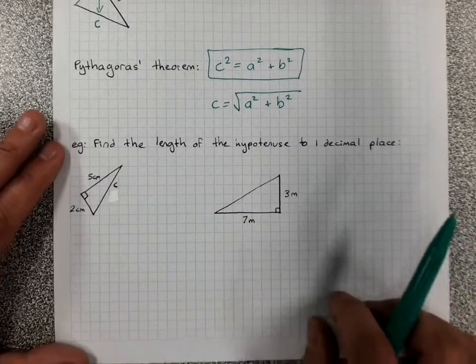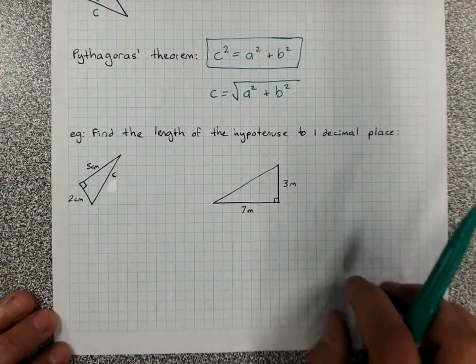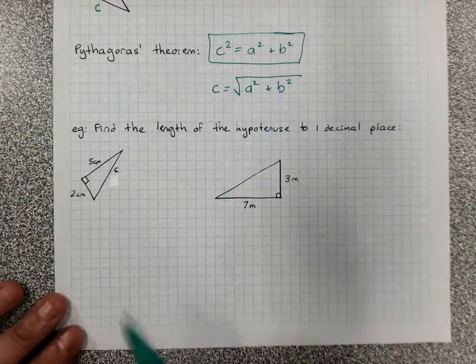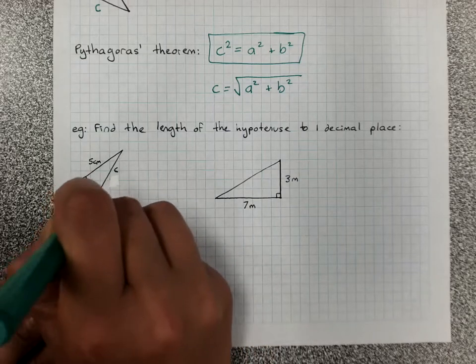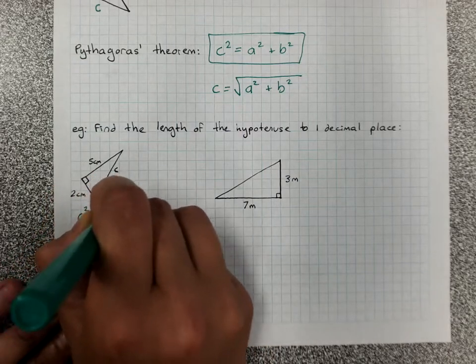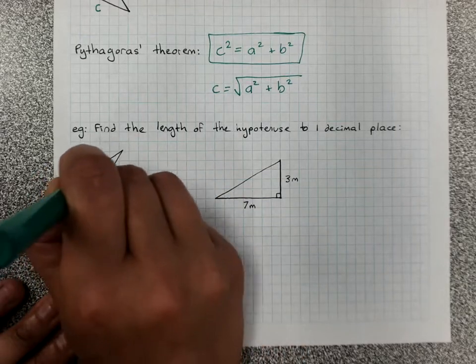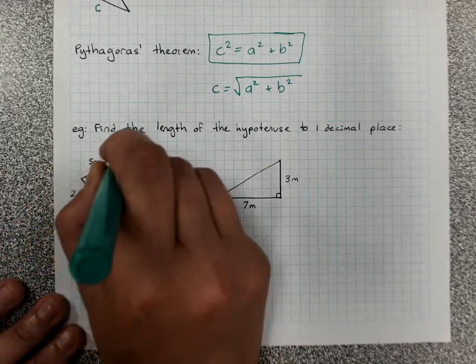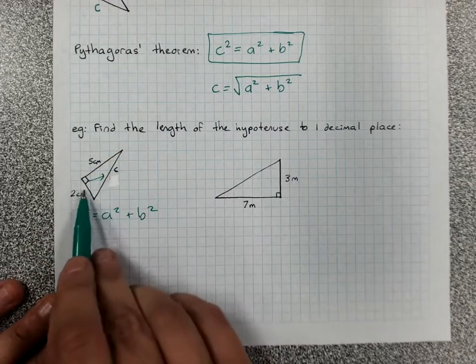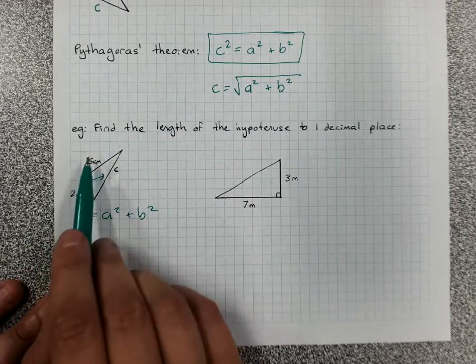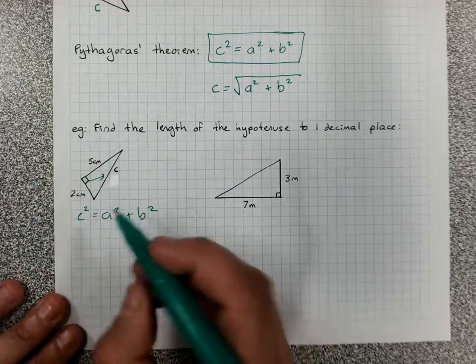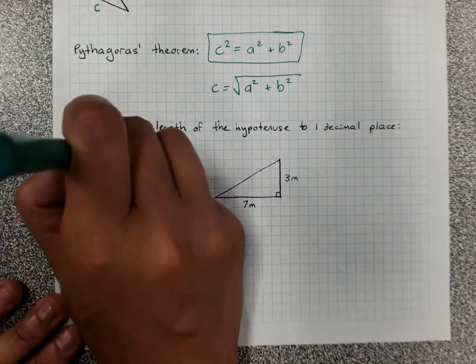Find the length of the hypotenuse to 1 decimal place. I'm going to start with the proper Pythagoras formula. C squared equals a squared plus b squared. You can see that I'm finding the hypotenuse. It's the one that's got no number on it, and it's opposite the right angle. The other two are the short sides. It doesn't matter if they're A or B, we can just decide that's A and that's B.